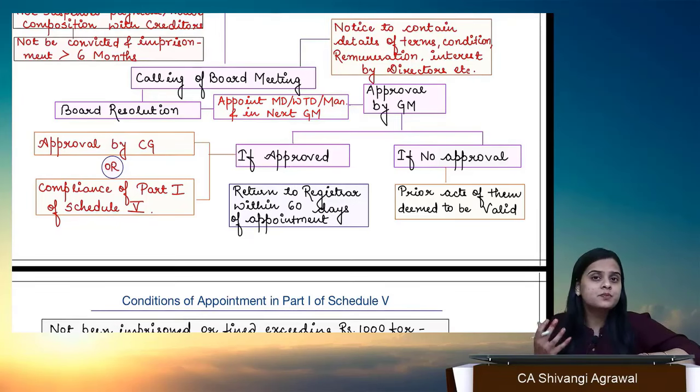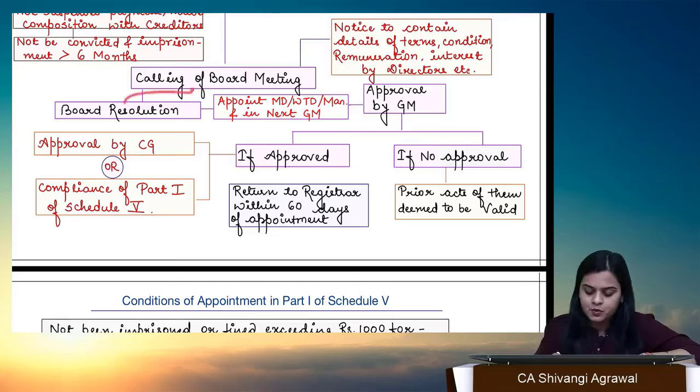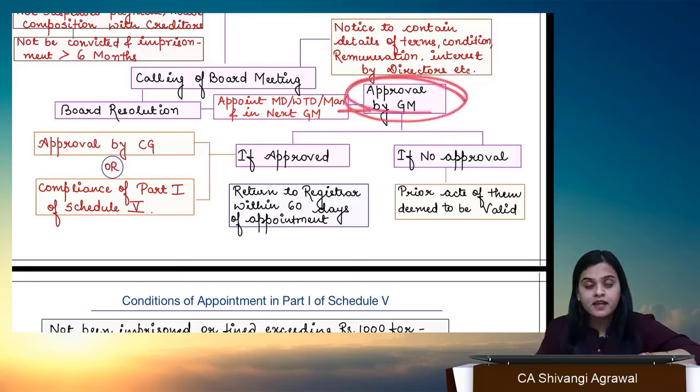After that, what is the process? The first step is to call a board meeting. Now, in the board meeting, you pass a board resolution, you appoint MD, WTD or manager, and in the next general meeting, you need their approval. So in the next general meeting, you take approval.